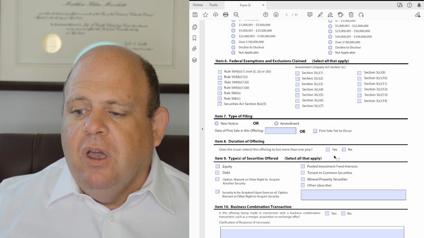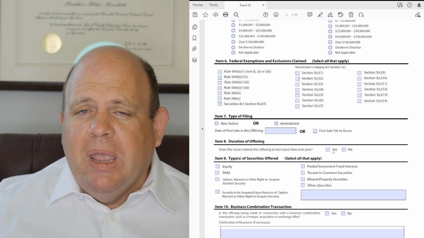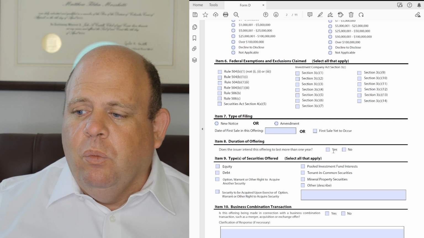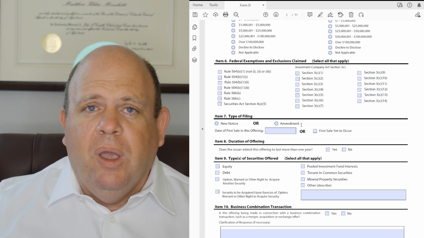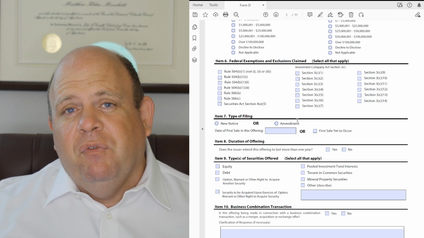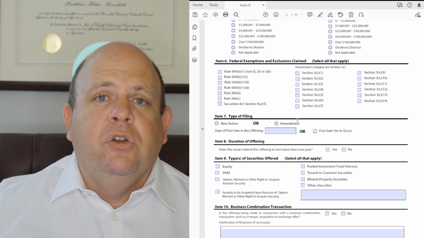The duration of the offer: generally Reg D offerings are valid for only 1 year, but if it is more than 1 year, you would choose no, and you would need to make sure to stay on top of it to file the renewals on that.